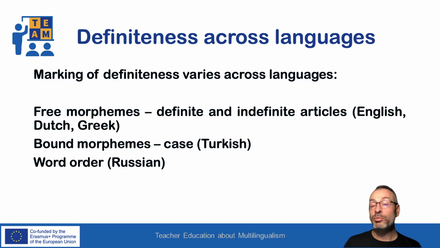How is definiteness expressed across languages? Some languages, like English, Dutch, and Greek, have definite and indefinite articles that are free morphemes, that is, separate words. Some languages, like Turkish, have elements that are attached to other words, that is, they have bound morphemes that express definiteness. In Turkish, the case morpheme expresses definiteness. Other languages, like Russian, use word order to express definiteness. This is not an exhaustive list of languages or means to express definiteness.